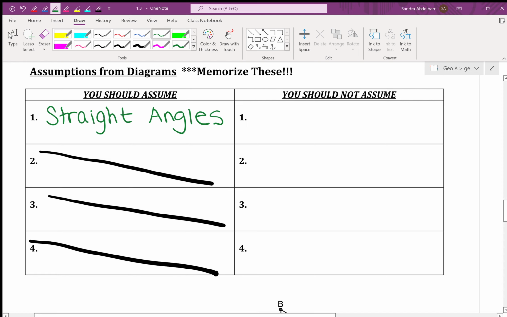All right, things we should not assume. We should not assume right angles. Just because it looks like 90 degrees does not mean that it is 90 degrees. We should not assume perpendicular lines.